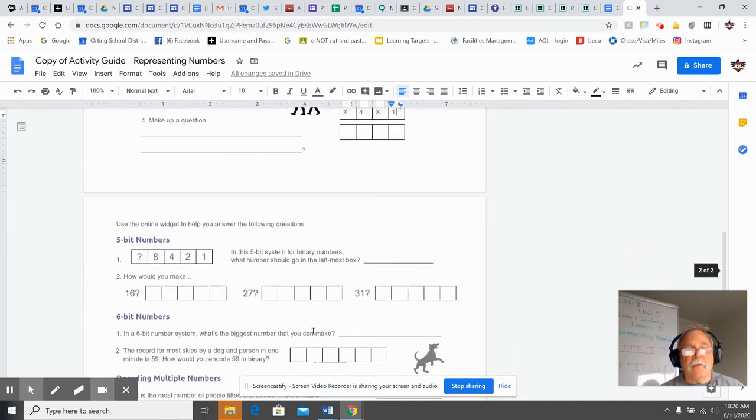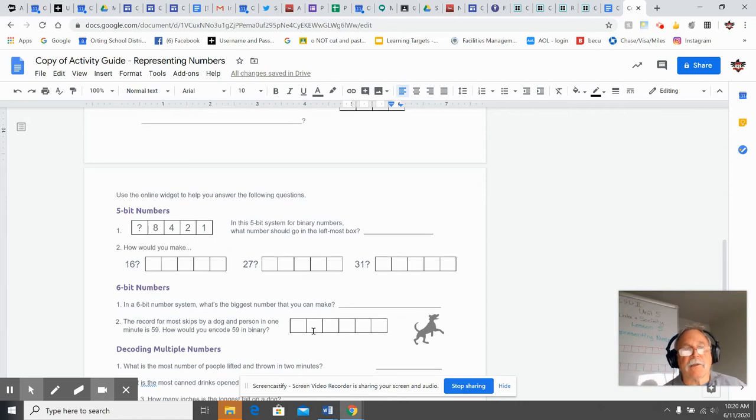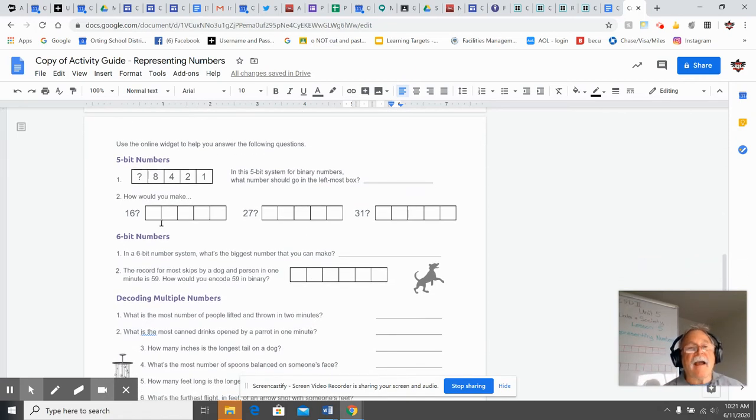Okay, let's go down here. Using the online widget to help you answer the following questions, all right? This is a 5-bit widget, okay? Remember, we started from this side. Here's the 1. Here's the 2. Here's the 4. Here's the 8. What's the next number going to be? If you said 16, you are correct. So on this 5-bit widget, that number would be 16.